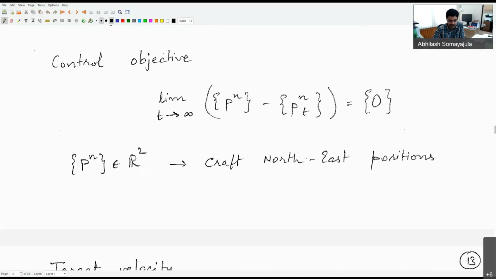Where is my pointer? I can't see my pointer.